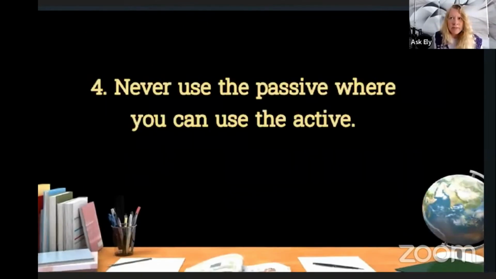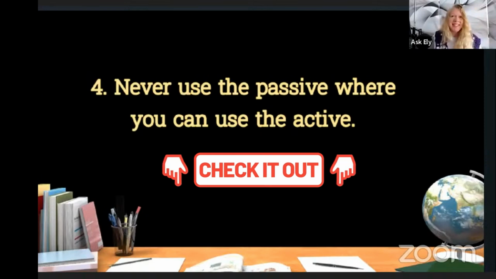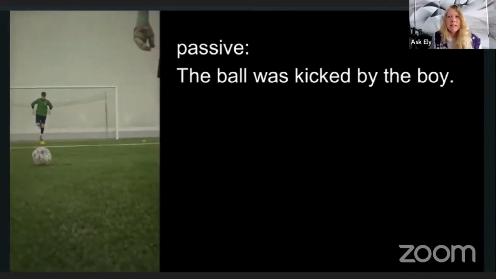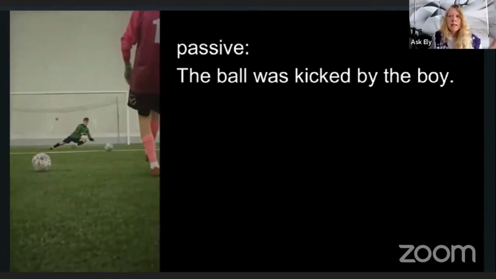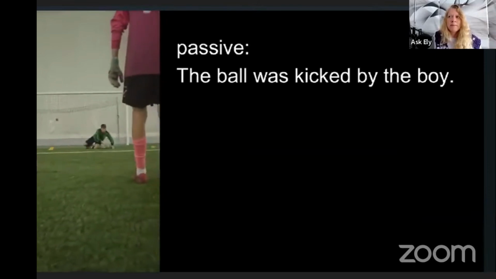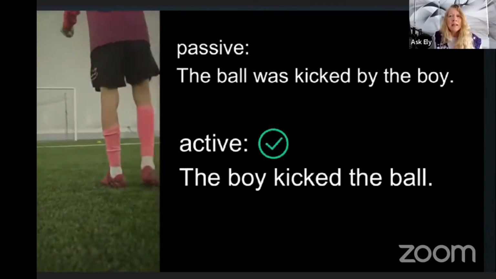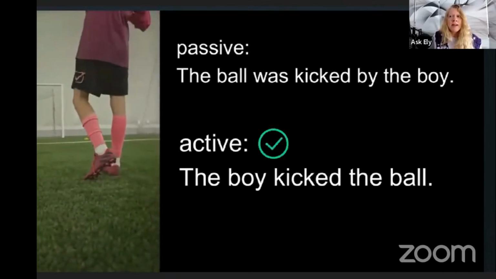Never use the passive where you can use the active. That's a good one. I've done a video on active and passive voice, and the link is in the description box below. The passive is saying the ball was kicked by the boy, right? That's passive. The ball was kicked by the boy. And the active voice is the boy kicked the ball. That's your active voice.